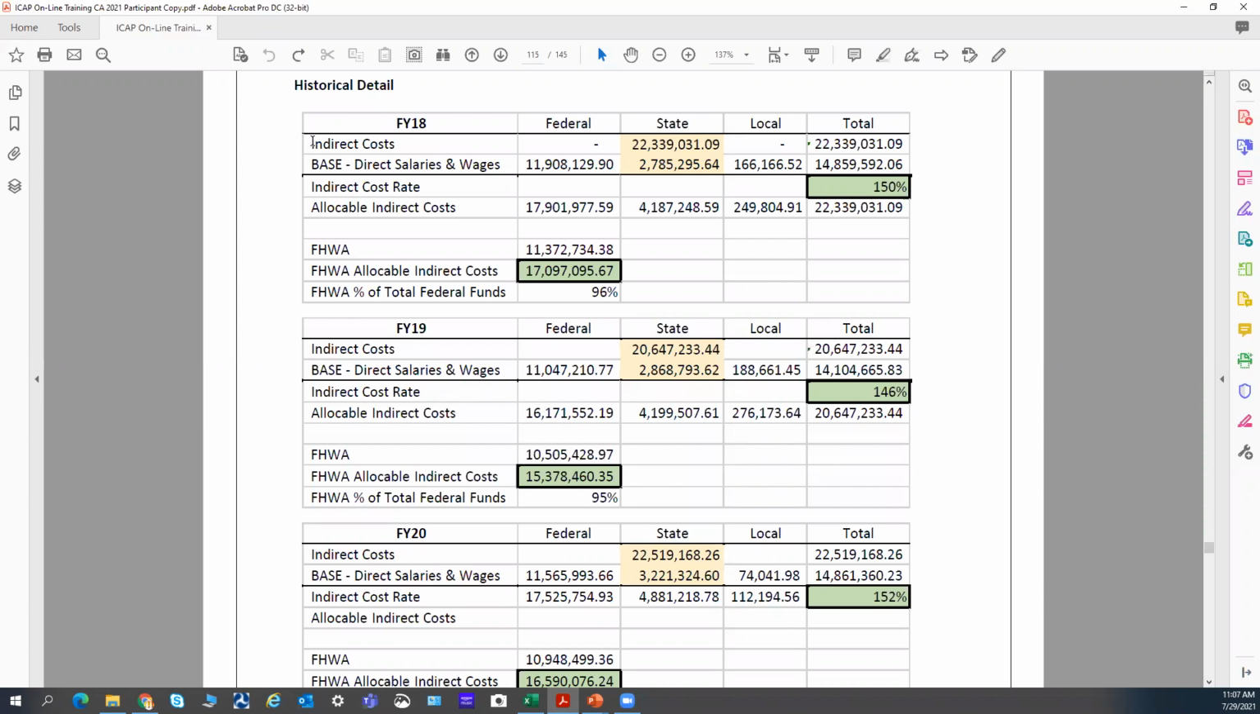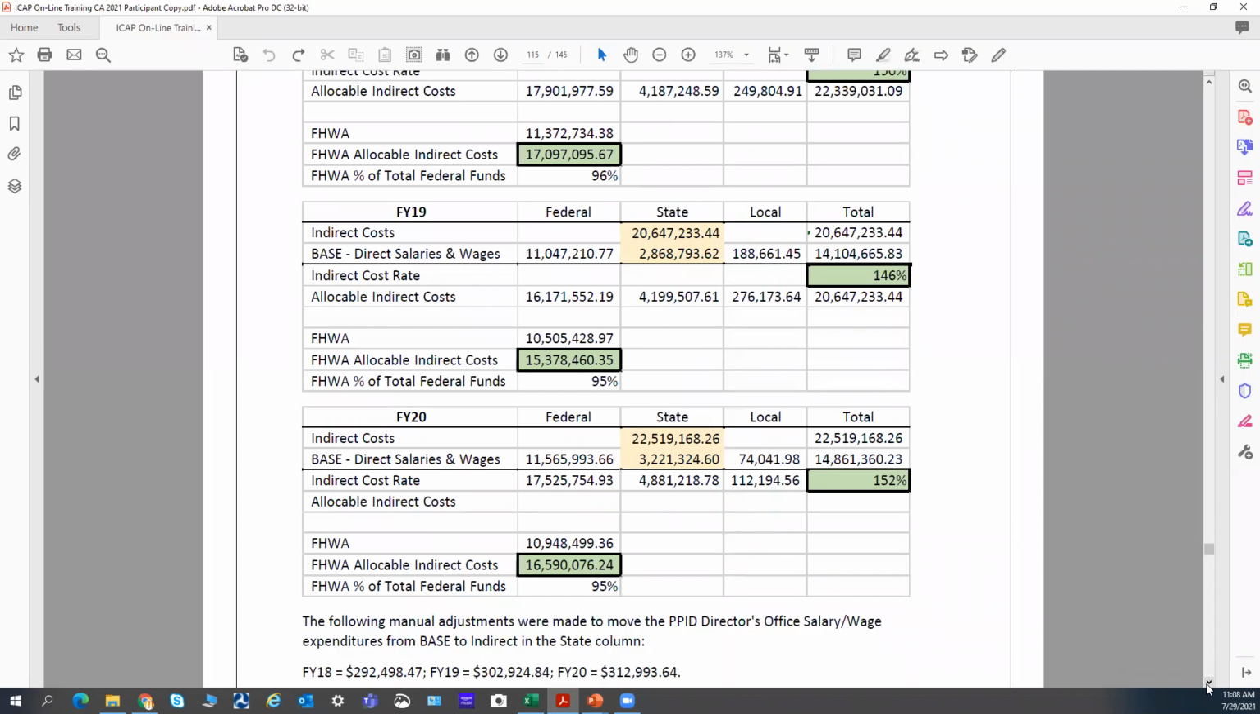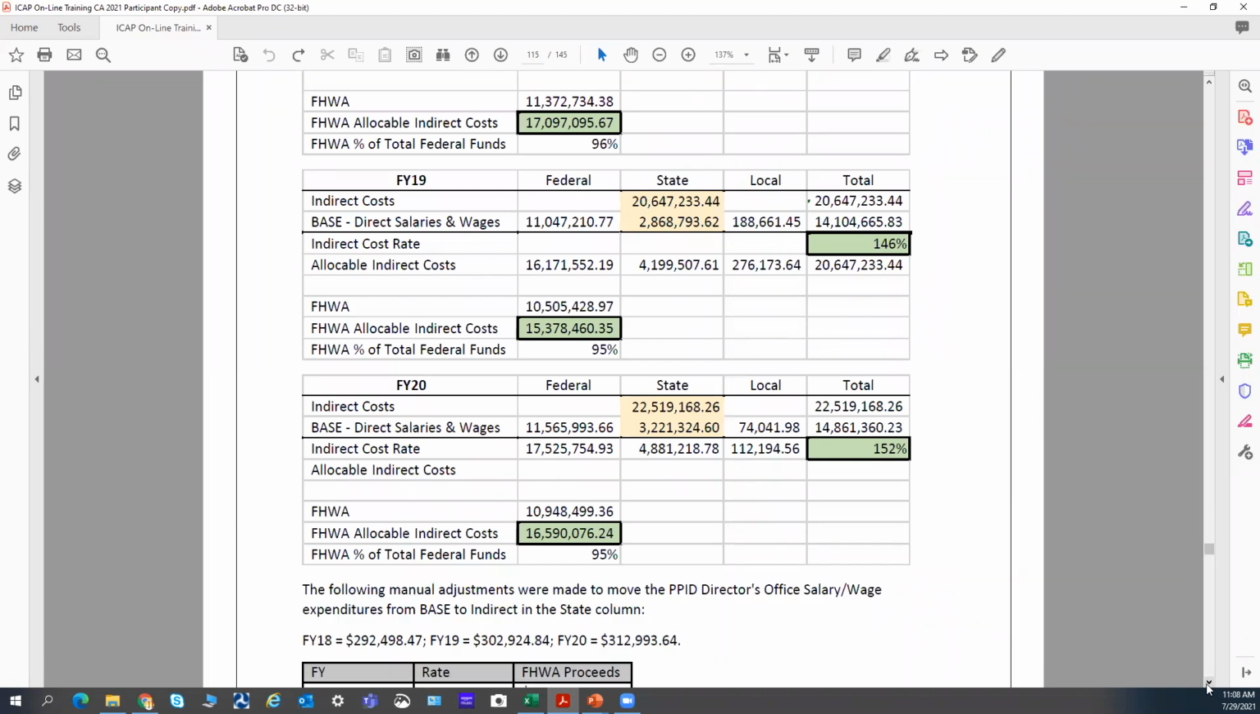Here it's pretty straightforward. They show the indirect cost. They have them separated between federal, state, local, and then the totals over here. They have their direct salaries and wages in there for all 3 years. And you can see going down this right column, in 18, if they would have had a rate, it would have been 150%. In 19, it would have been 146, and in 20, it would have been 152 if they had a rate. So once again, this is just a summary of the historical data.